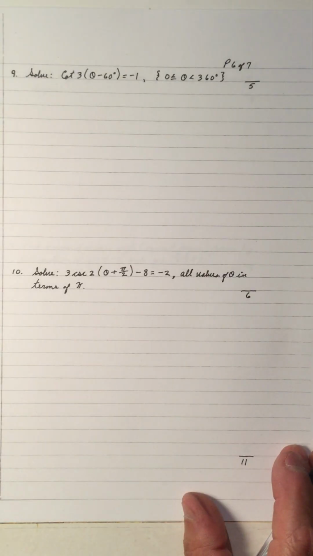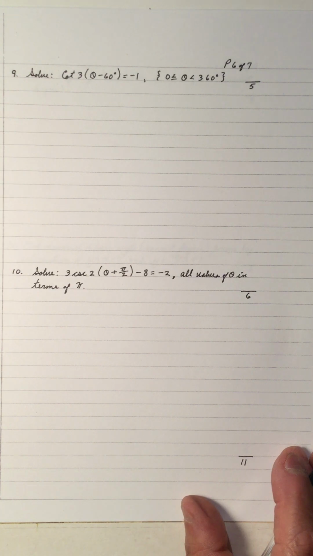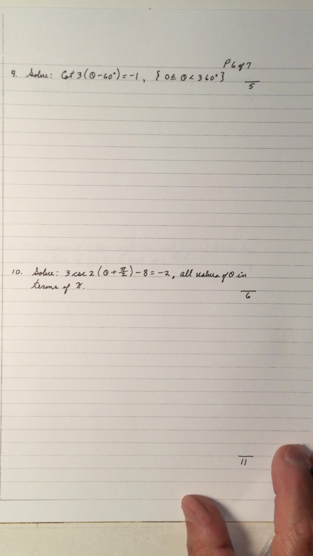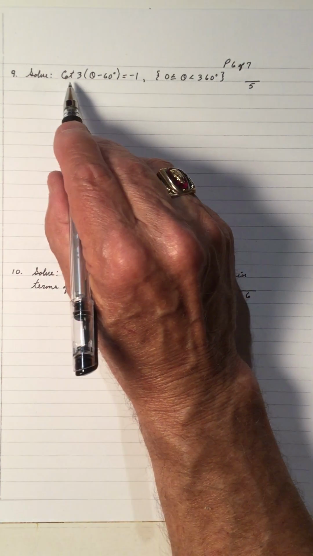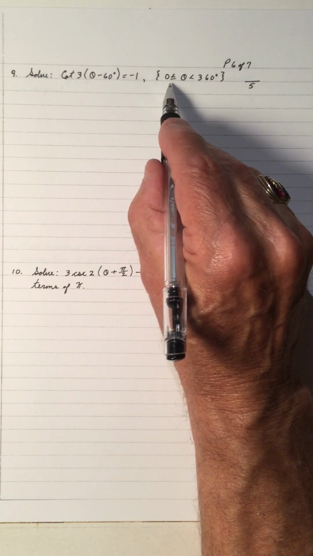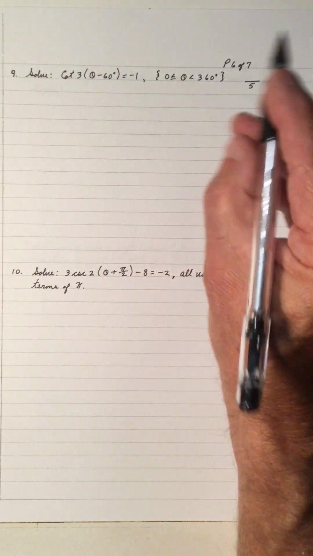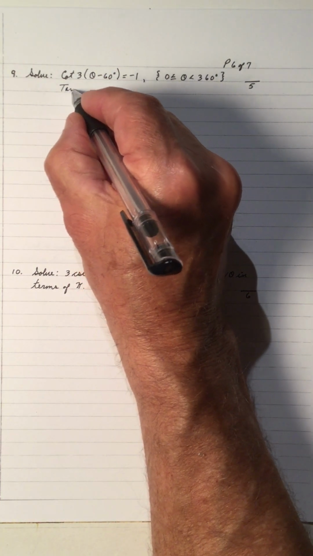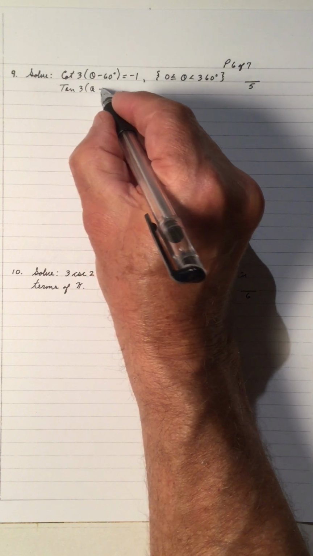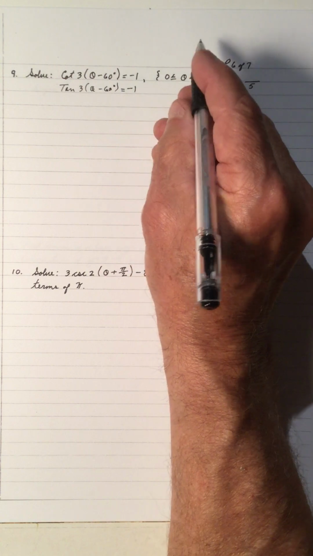Let's continue. Again, just a review of all the videos we did from 1 to 27. Okay, let's continue. Now solve cot of 3 theta minus 60 equals negative 1. We want to find the values from 0 to 360 in degrees. So we have a cot, so let's deal with the reciprocal. Let's deal with the tan. And the reciprocal of negative 1 is negative 1.